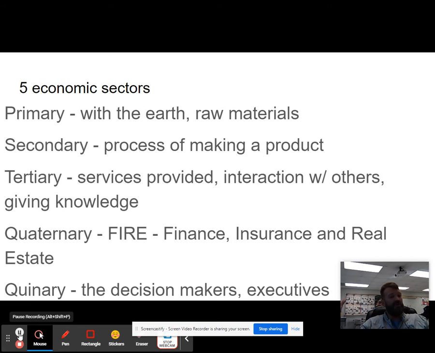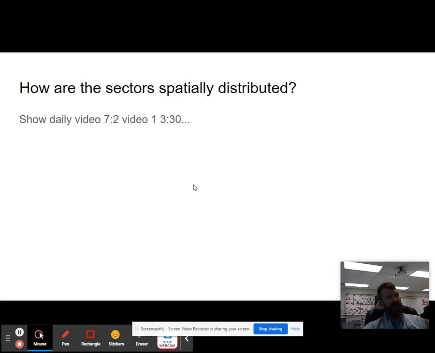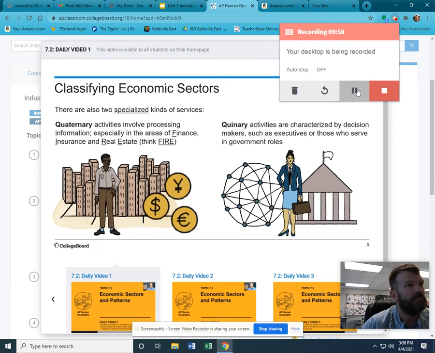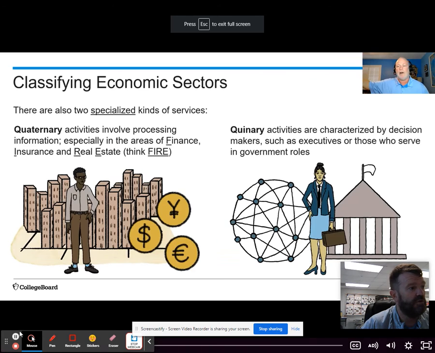Now, spatially around the world, okay, that also plays a part, right? So if I go to the next screen, if it allows me, there we go. All right, so I told you a story about my dad. All right, so how are these sectors spatially distributed? So let me pause and I'll come back to this. All right, so it picks back up here. We're going to play this video for you because this does a great job of explaining things spatially across the globe. So let's check it out.